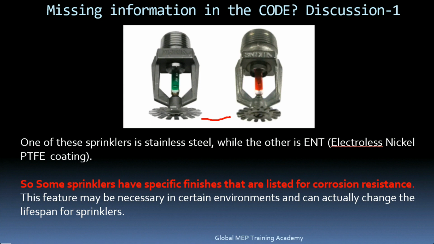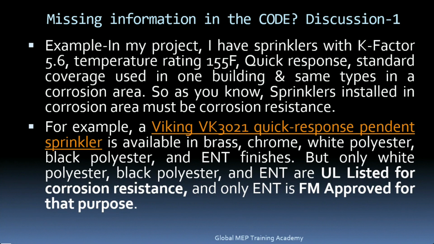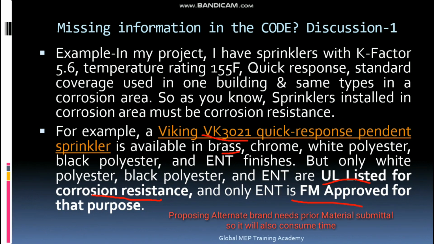So assume that there is a sudden leakage in a sprinkler used in a corrosion area, and you look at the sprinkler spare cabinet where you have a similar type of sprinkler but with different finishes, for example brass. Suppose for that project you are using the Viking VK3021 and you have only brass finish. That brass finish is not approved for use in a corrosion resistant environment, it is not FM approved, and it is not UL listed. So what will you do in this situation?